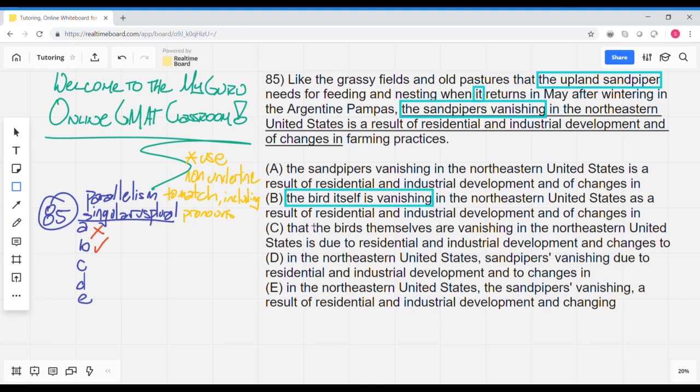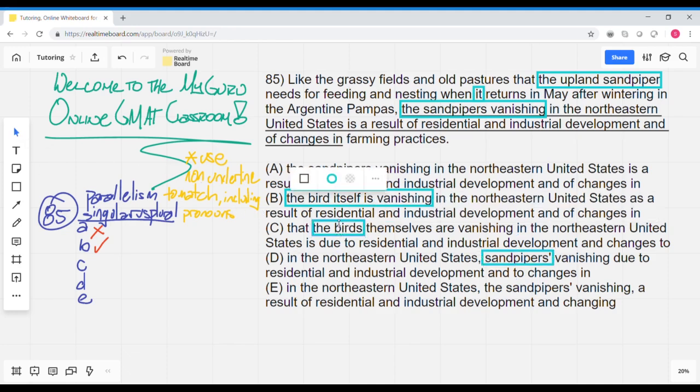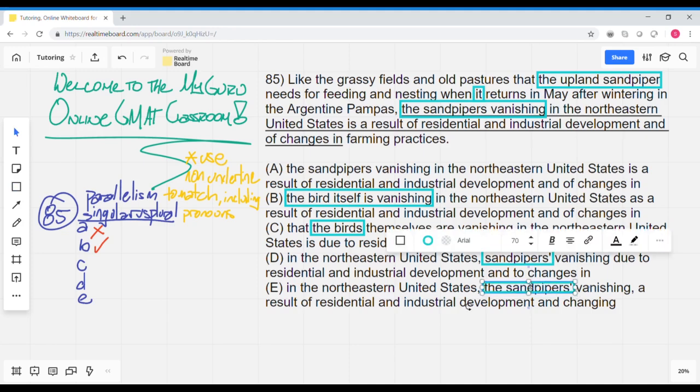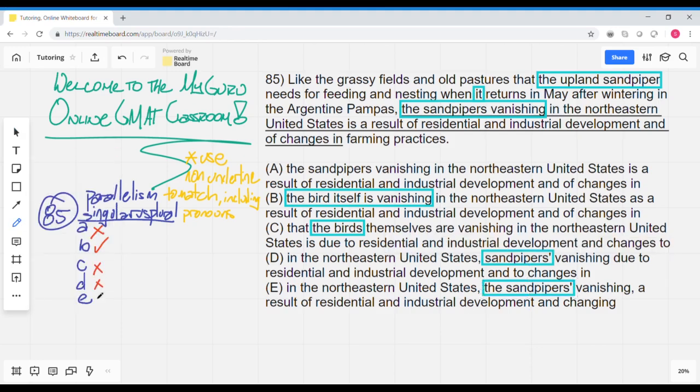But then in choice C, we've got the birds. We've got in choice D, sandpipers is vanishing, and that's not going to be proper, so we can get rid of that too. And then in E, we've got that same issue of suddenly the sandpipers are vanishing, and that changes out of the singular we need as well. And with just this one small error, we've eliminated all of our answer choices except for B.